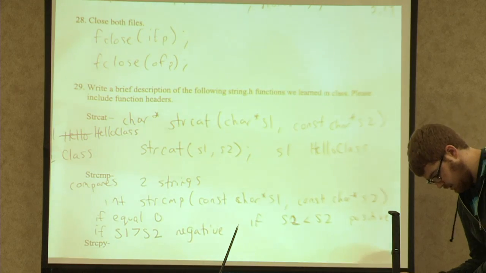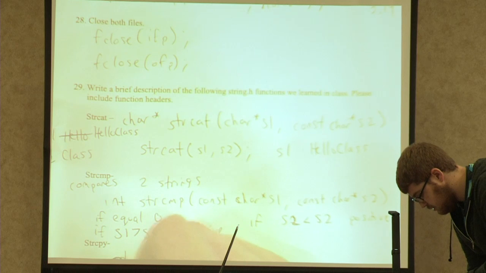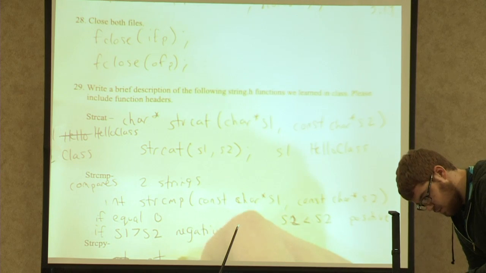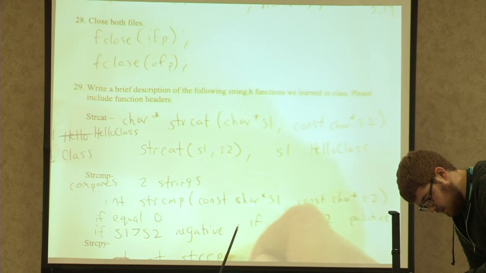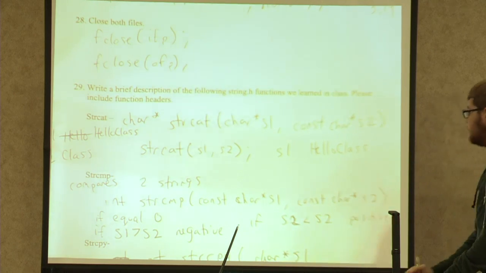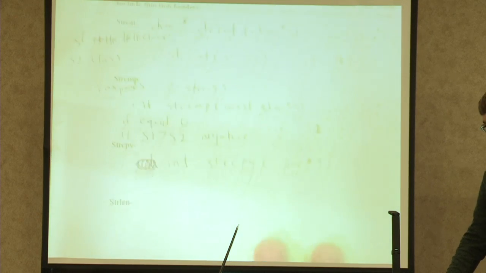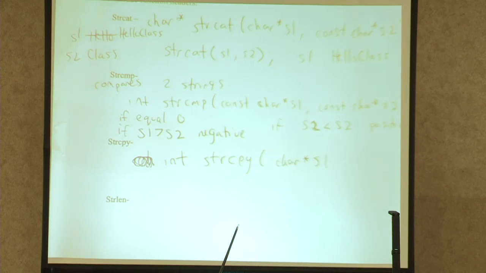So that one just copies S2 into S1. It does return an integer, but you do not have to put anything for it. All these ones that return an int, except for string length, you don't have to use the returned value, because it's just kind of a debugging value. For string copy, it's the first string's memory address, I think.